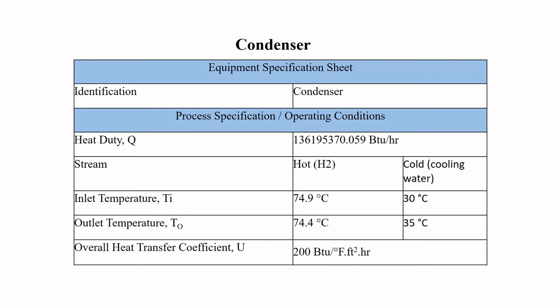This slide is about the equipment specification sheet, process specification of the condenser. The heat duty Q for the condenser is as stated in this table. There are two streams, which are hot and cold medium. The inlet temperature for hot is 74.9 degrees Celsius and outlet temperature is 74.4, and for cold medium the temperatures are 30 degrees Celsius and 35 degrees Celsius.